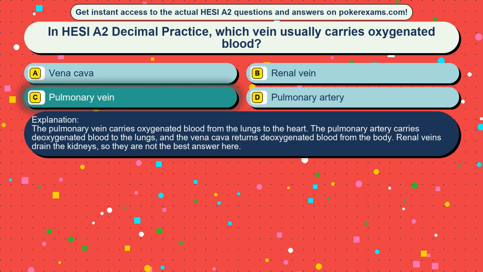The pulmonary vein carries oxygenated blood from the lungs to the heart. The pulmonary artery carries deoxygenated blood to the lungs, and the vena cava returns deoxygenated blood from the body. Renal veins drain the kidneys, so they are not the best answer here.